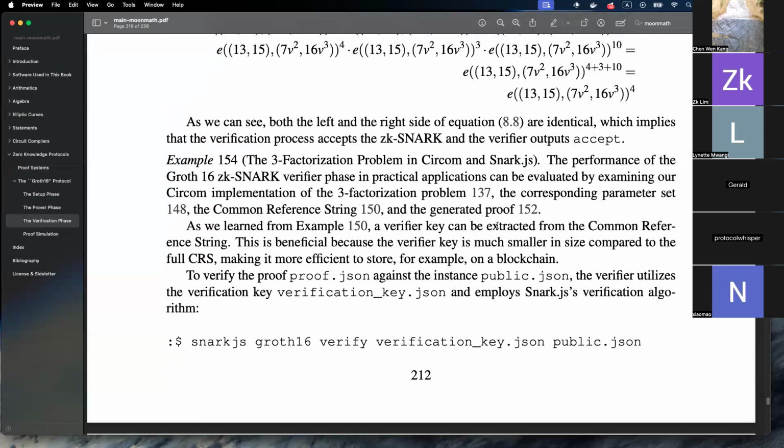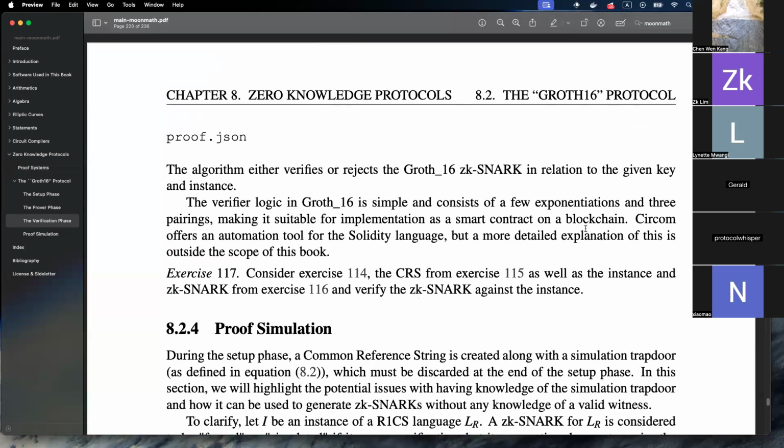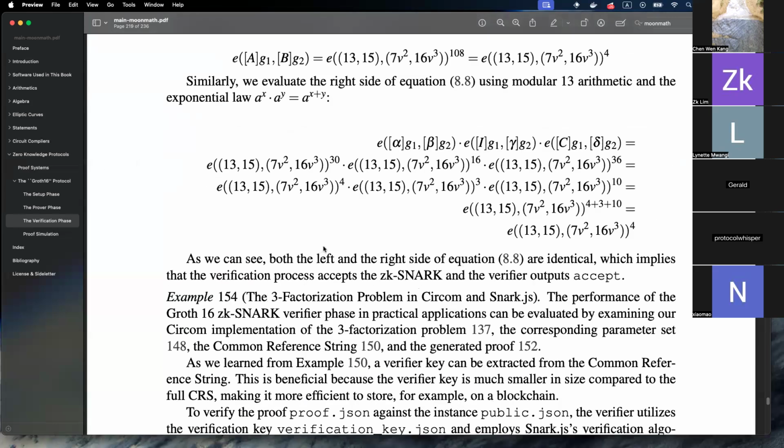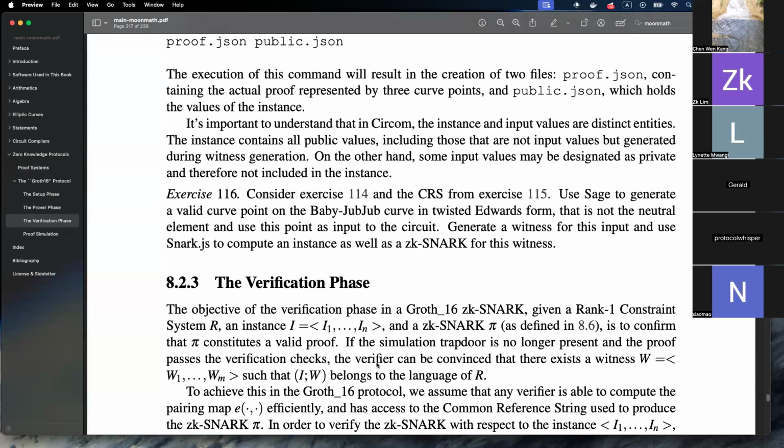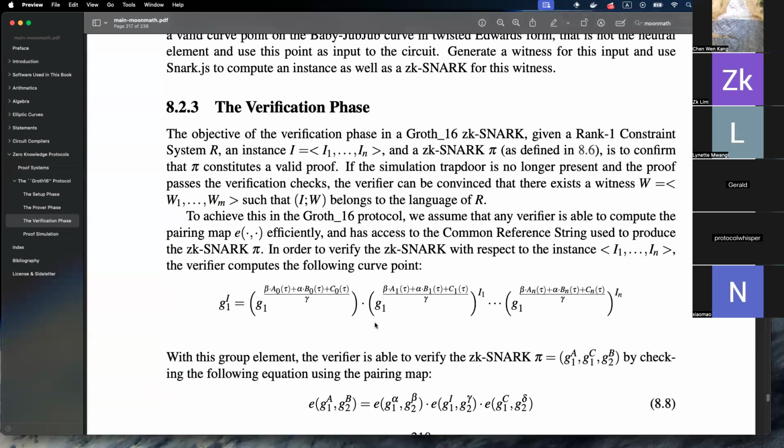So verification for pairing-based proof systems usually is just pairing checks. That's all about verification. It's very compact again. For those that really want to know practically how this works, implementing it is the best choice.